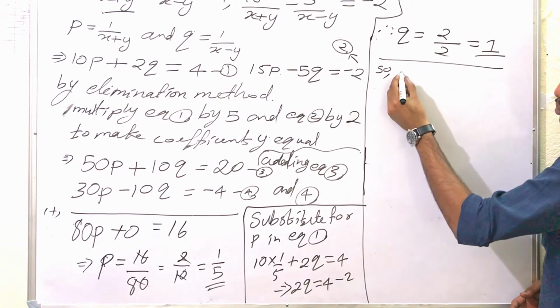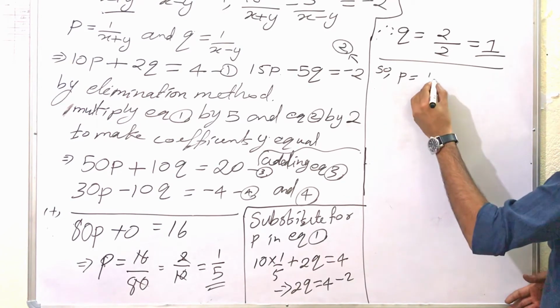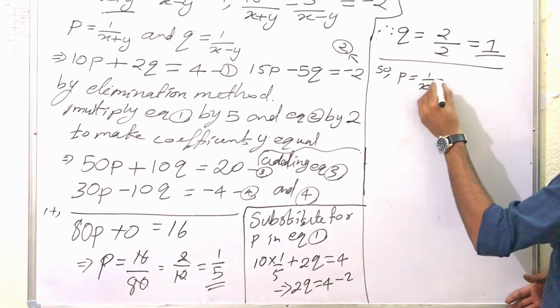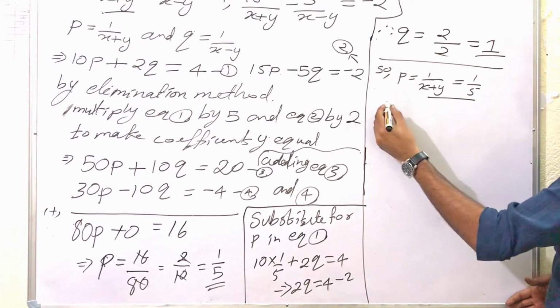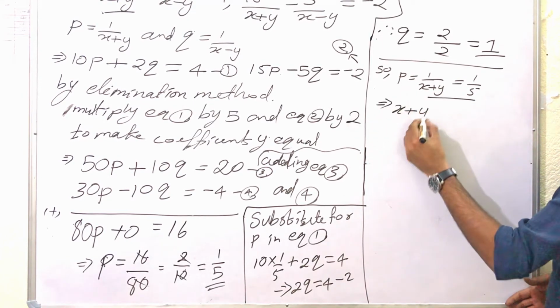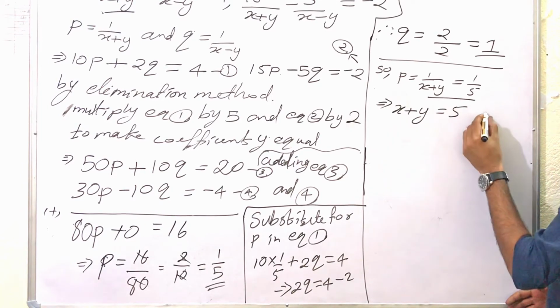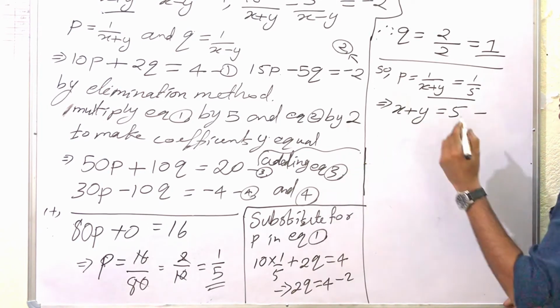So p is equal to 1 by x plus y, that is equal to 1 by 5. Taking the reciprocal on both sides, we will get x plus y is equal to 5. Equation number 5.